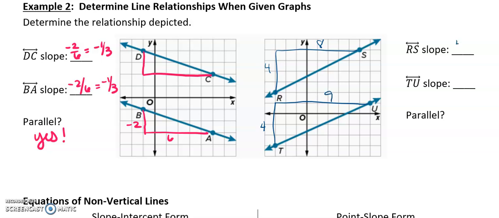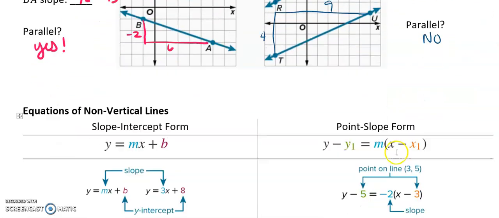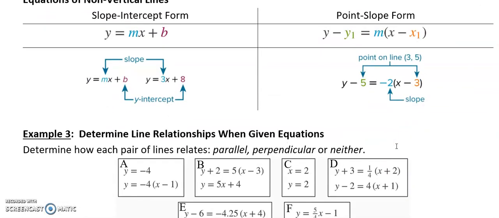So for this first one, I got 4 over 8, or 1/2, but on this second one, I got 4 over 9, which is not the same. So no, just because they look parallel doesn't always mean that they are. So we do need to make sure we double check their slopes to be sure.